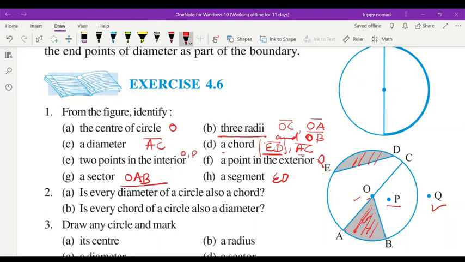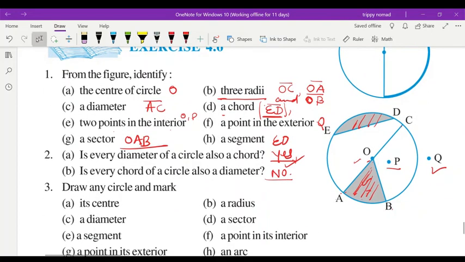Is every diameter of a circle also a chord? Yes, I taught you that. But here they asked only one, so you write only one. Yes, because a diameter passes through the center and it is a line segment having both ends lying on the circle, so this is also a chord. Is every chord of a circle also a diameter? No. Why? This chord is not a diameter because it is not passing through the center. A chord passing through the center will be a diameter only. So this will be the reason for the second question.